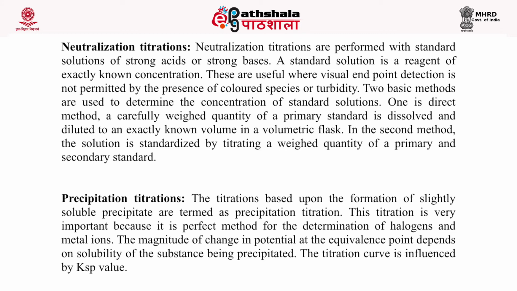When the value of the solubility product constant is small, the titration curve is sharp. The indicator used in the titration of chloride ion is chromate ion, in which the endpoint is signaled by the appearance of red silver chromate, and it can be represented as shown in the equation.